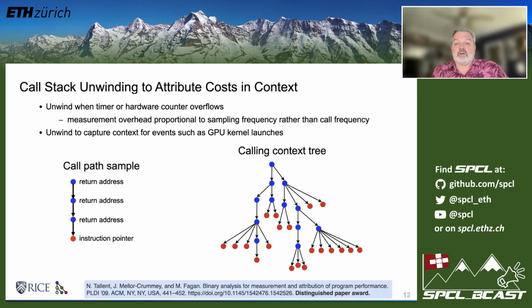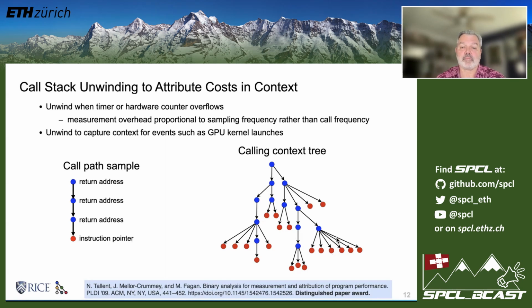To attribute performance information, we use call stack unwinding to attribute costs in context. We can set up timers or hardware counters. Let's say I set a timer to go off 1,000 times a second. When the timer goes off, we'll find that we're at some particular instruction, perhaps in some routine C when called from B, when called from A, when called from main. That's one sample, attributing cost to this full calling context. And over time, we're going to sample a number of different calling contexts and we'll assemble them into a tree.